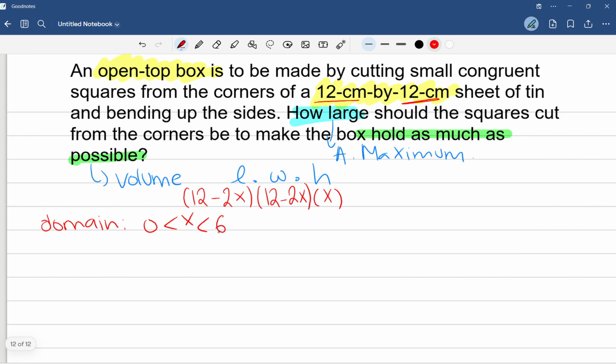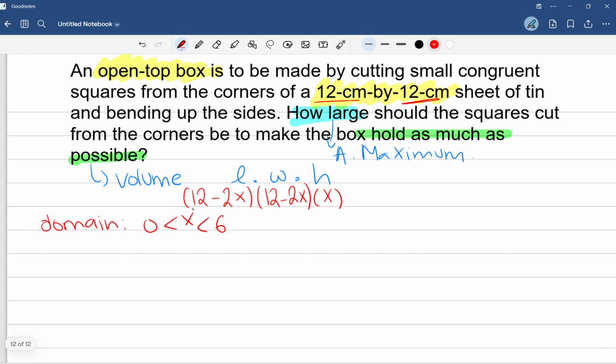Now, length cannot be negative, right? So I cannot go, for example, from negative 6. No, it's always going to be from 0 until half of whatever dimension they gave me. So if they gave me 14, my domain is going to be from 0 till 7. Okay, so that's my second step.